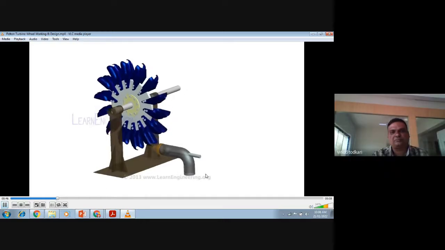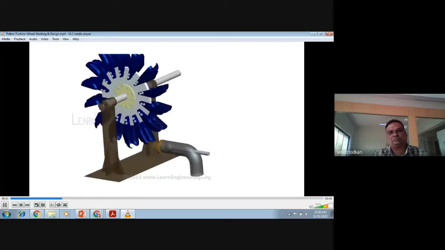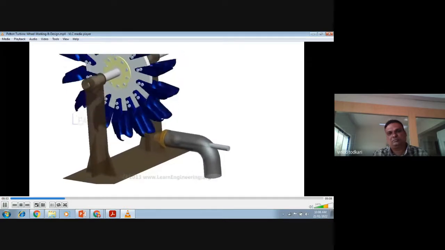The power demand may fluctuate over time. A governing mechanism, which controls the position of the spear head, meets this requirement.